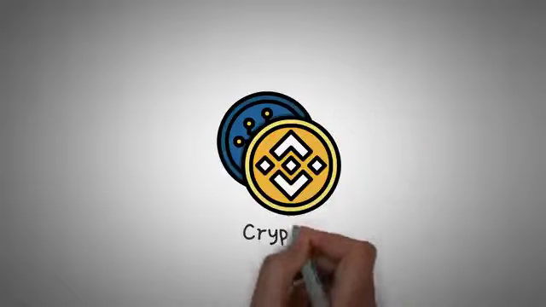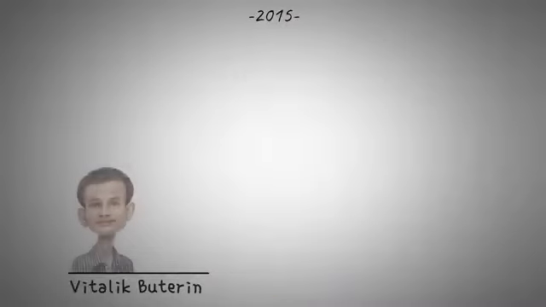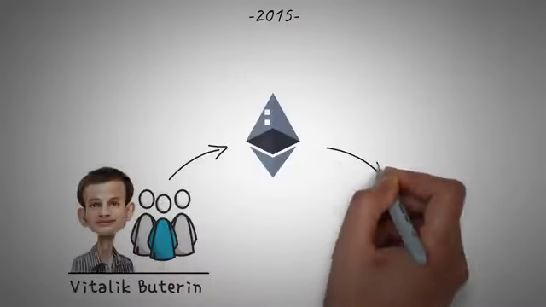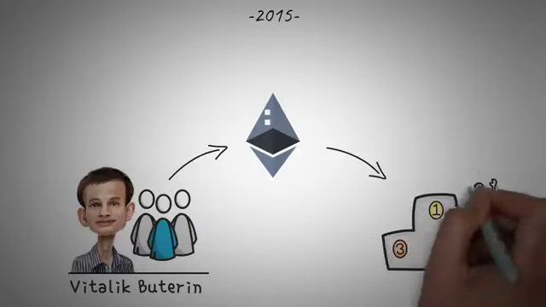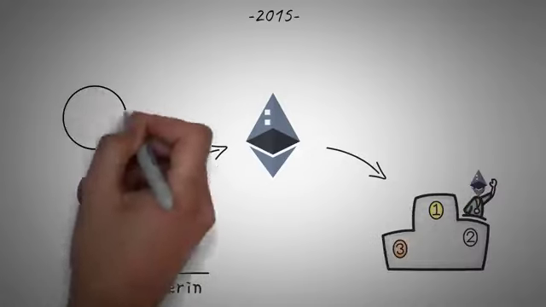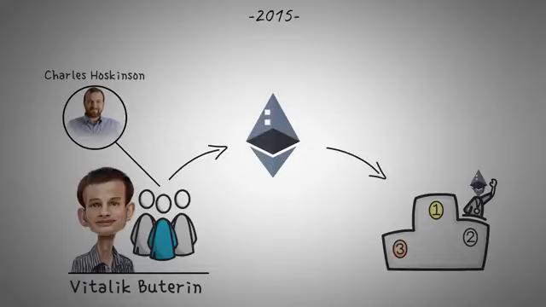Familiar with crypto, it's likely you know the name Vitalik Buterin. In 2015, Buterin and a team of co-founders launched a little tiny project called Ethereum. Now known as the second largest cryptocurrency with incredible potential, Ethereum had a few other important founding members. One of these members was Charles Hoskinson.